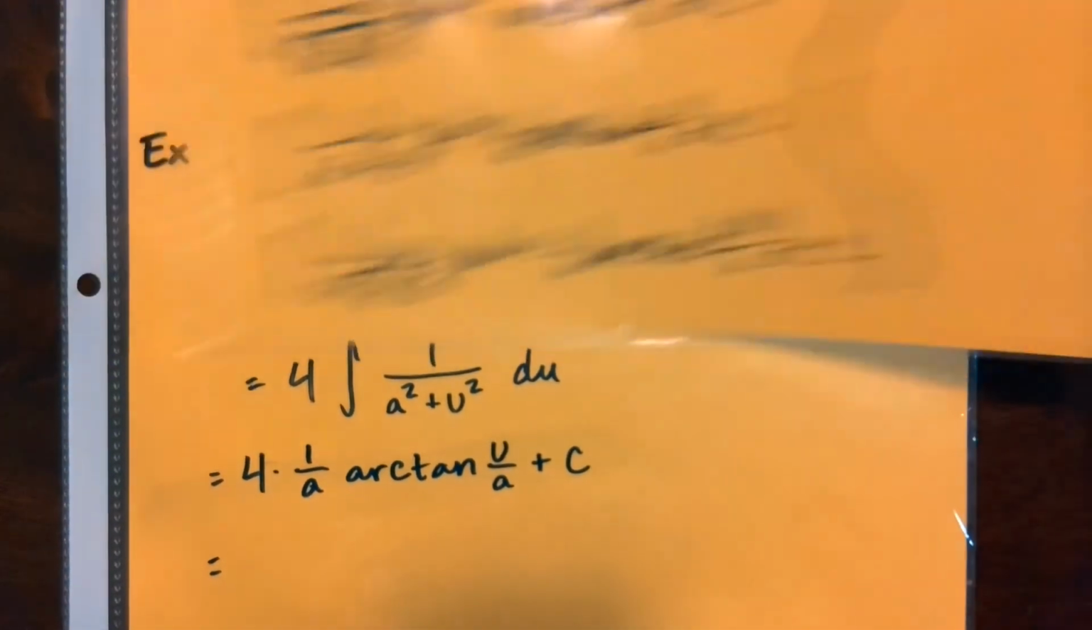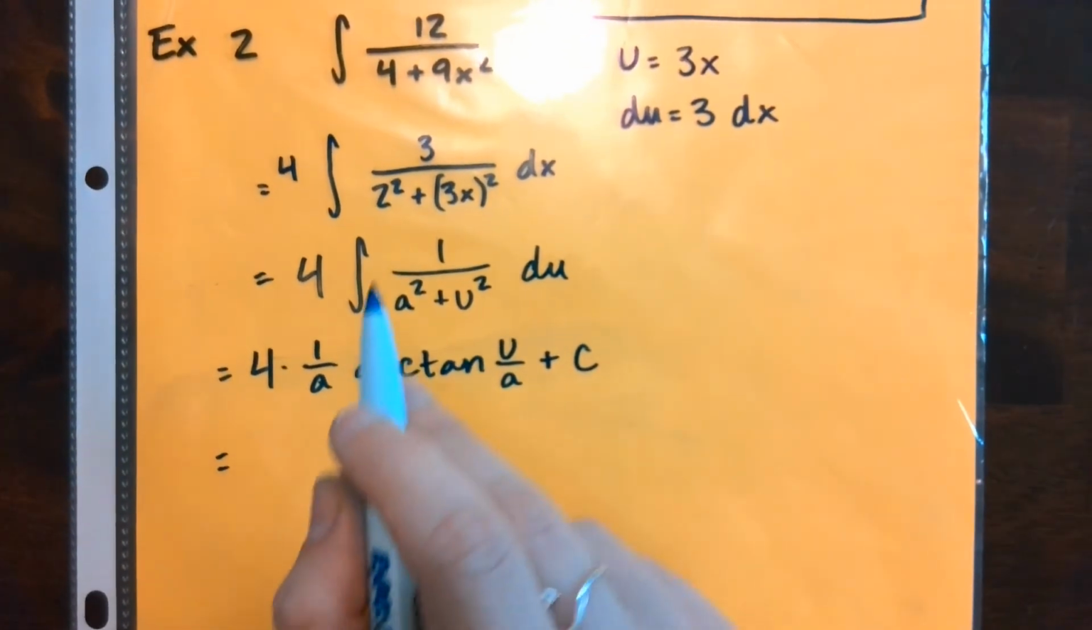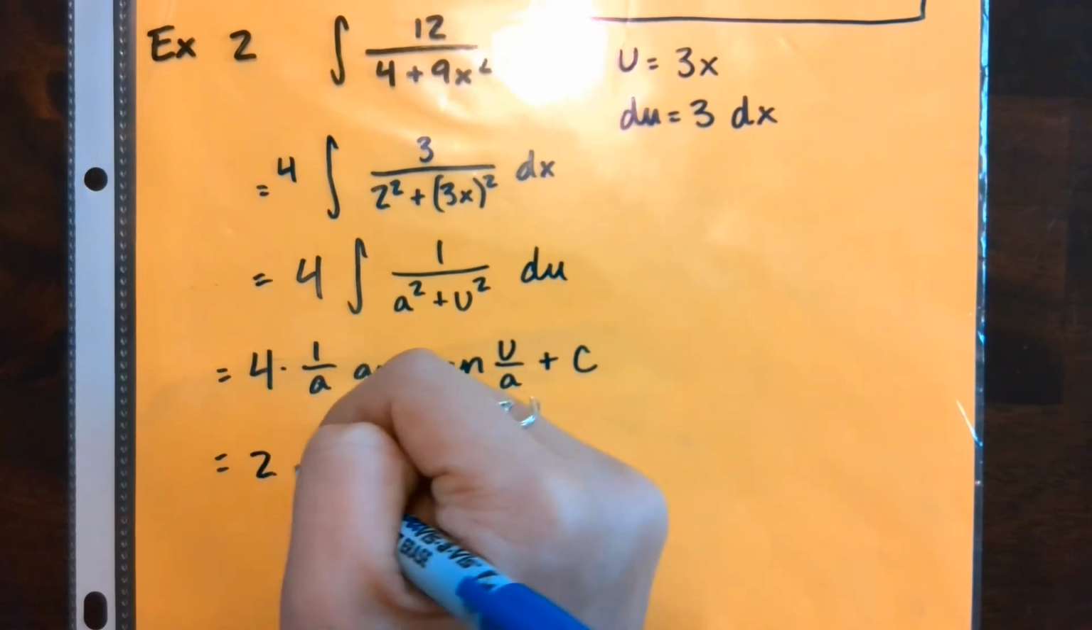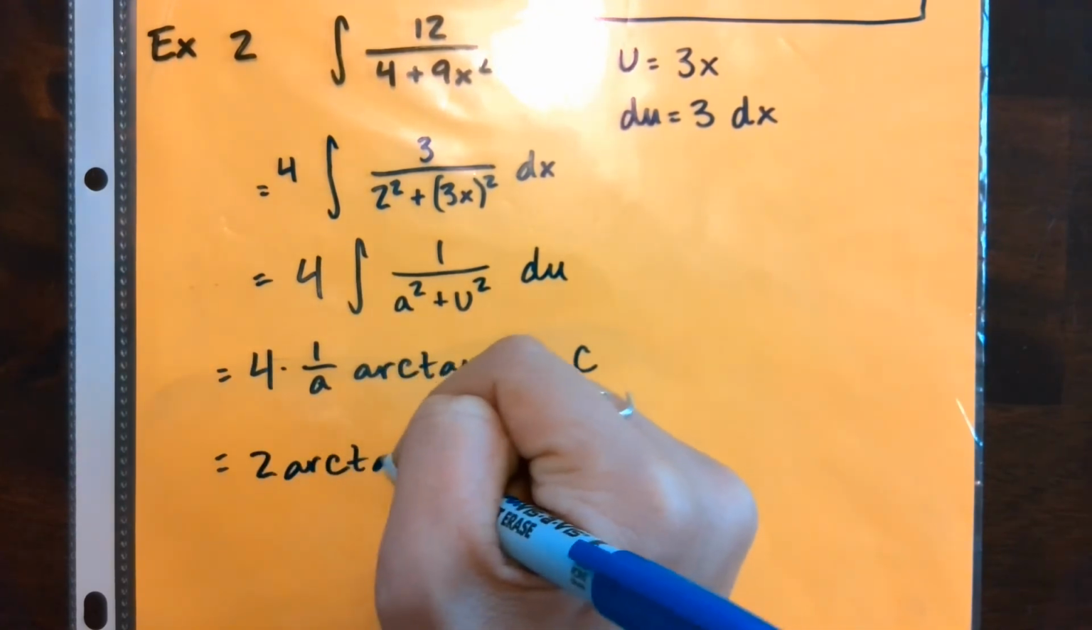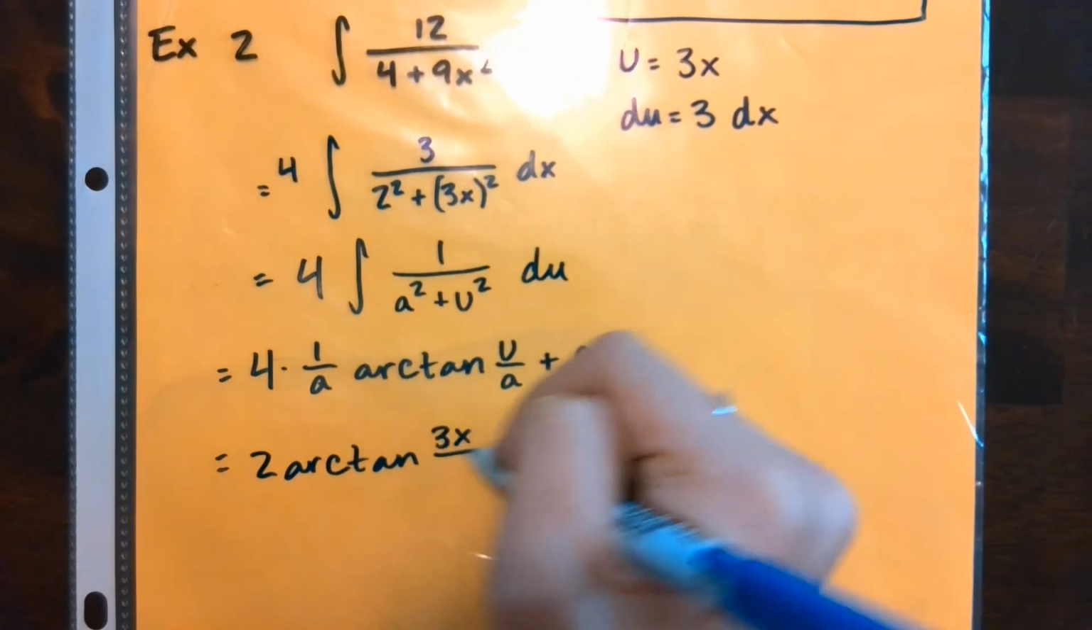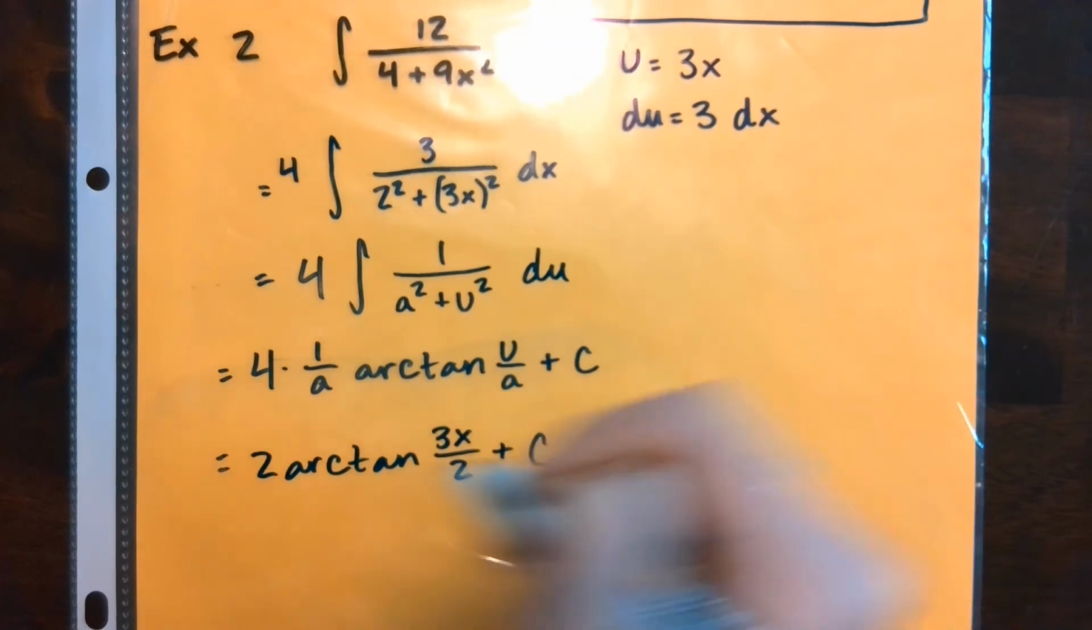So plugging back in what my a value is and what my u is, my a was a 2, so I've got 4 divided by 2 here. And then my u was 3x over 2 plus c.